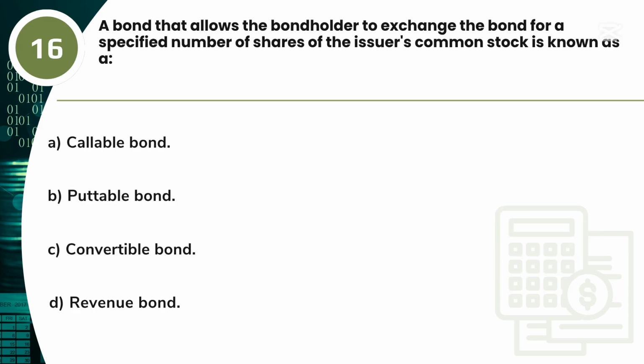Question 16. A bond that allows the bondholder to exchange the bond for a specified number of shares of the issuer's common stock is known as: A. Callable bond. B. Puttable bond. C. Convertible bond. D. Revenue bond.